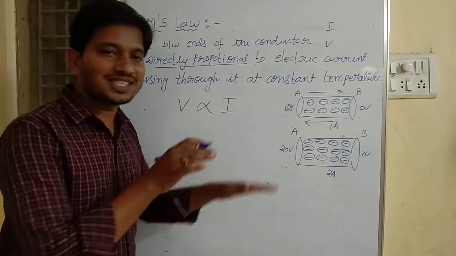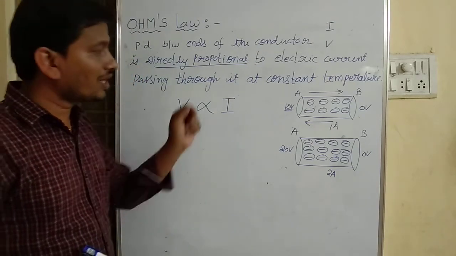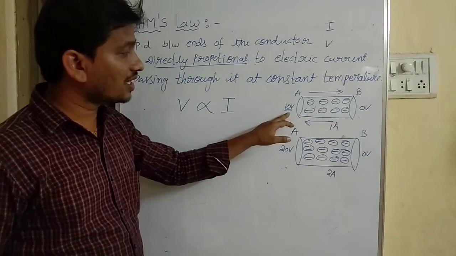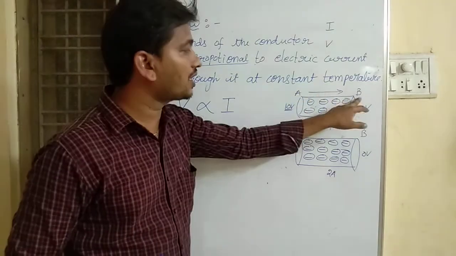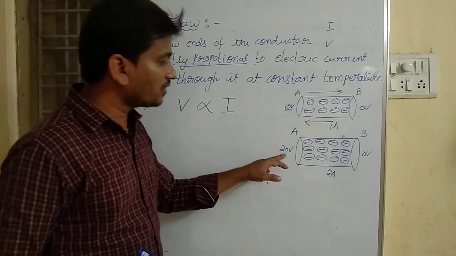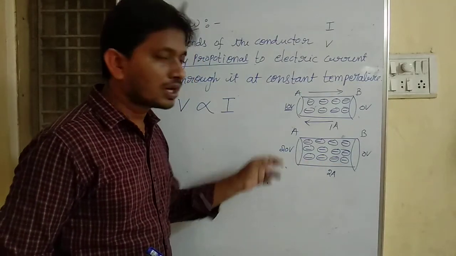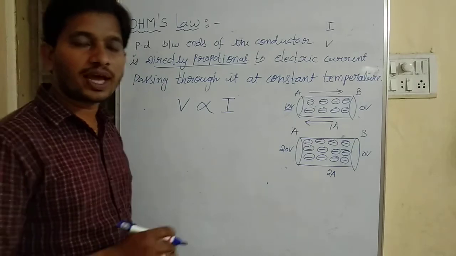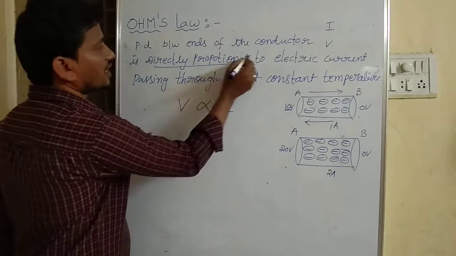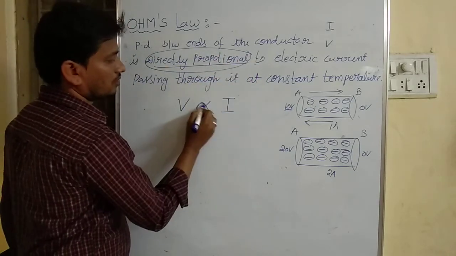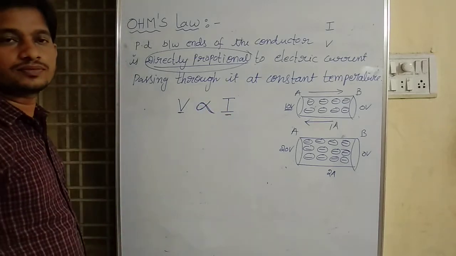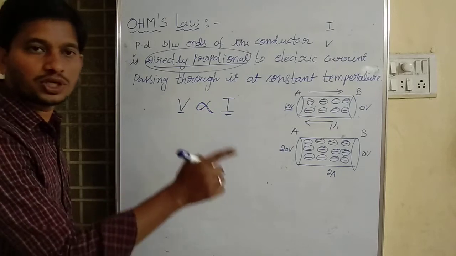See, observe here the scenario. What is happening? When potential difference is increasing, current is also increasing. In this case, potential difference is 10 volts and the current is 1 ampere. Here potential difference is 20 volts and current is 2 amperes. As potential difference is increasing, current is also increasing. That's why we say directly proportional. V is directly proportional to I.